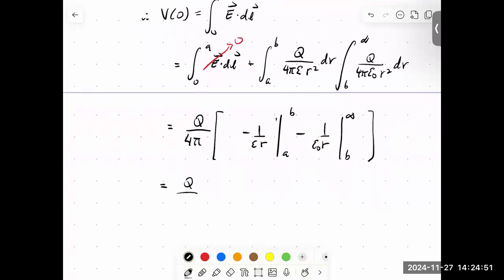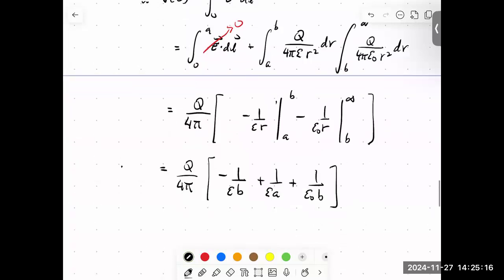So let's see, what do we get? Q over 4 pi. At b, we'd get minus 1 over epsilon b plus 1 over epsilon a. And then we would get, let's see, minus 1 over epsilon naught times infinity, which is 0, plus 1 over epsilon naught b. And I think that's correct. Is it right? It looks like it. Okay. So there it is. That's the potential at the center of the sphere.